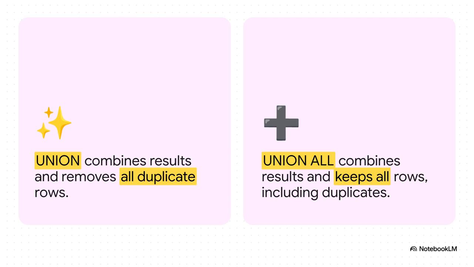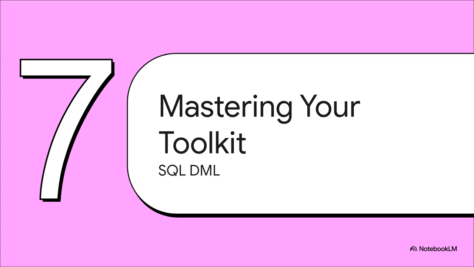The key thing to remember is that union will automatically remove any duplicate rows, giving you a clean, unique list. Union all, on the other hand, is a bit faster because it just grabs everything, duplicates and all. And just like that, we've done it. In just a few minutes, we've assembled a seriously powerful and versatile toolkit for talking to your data.